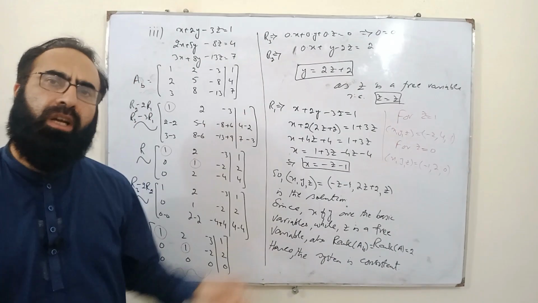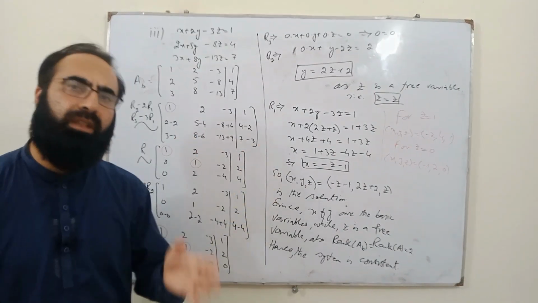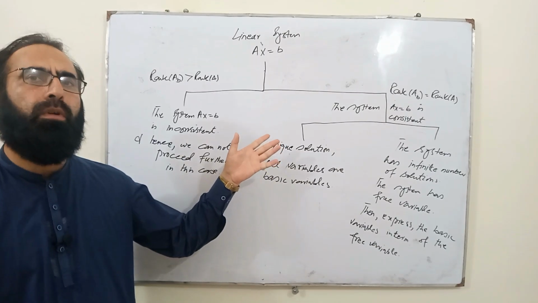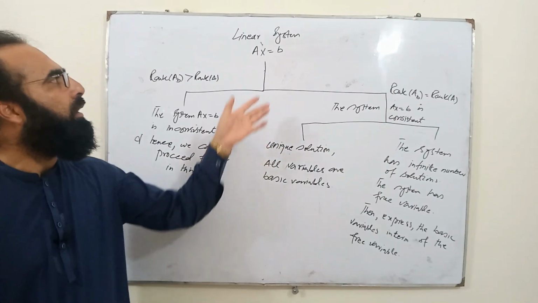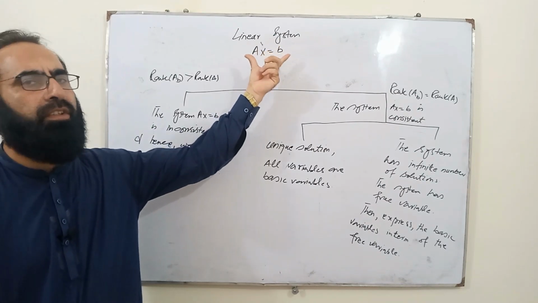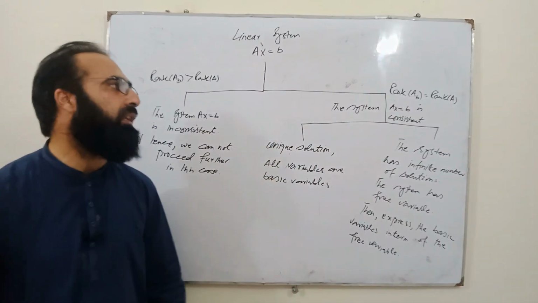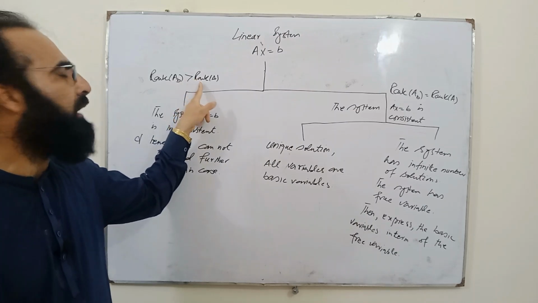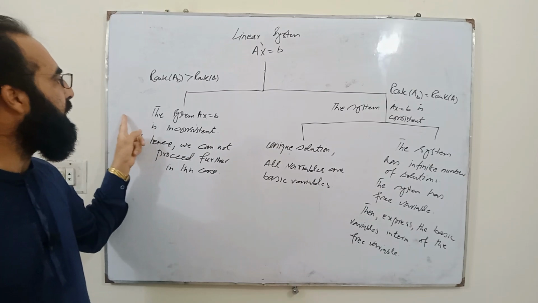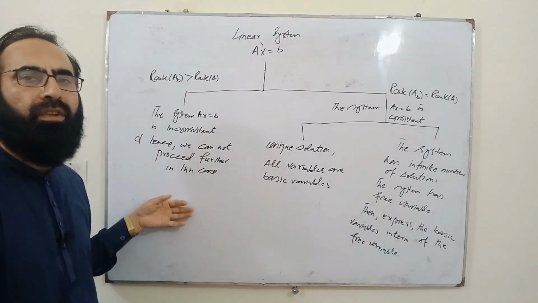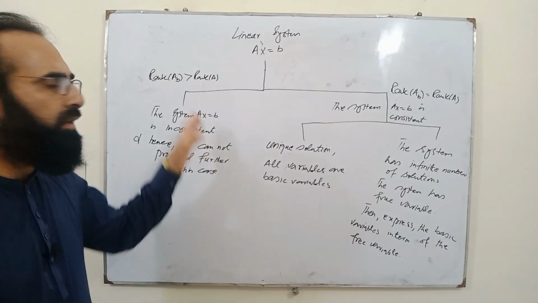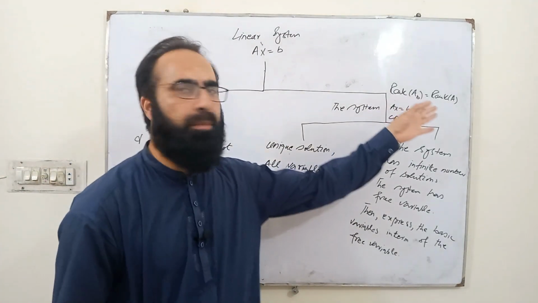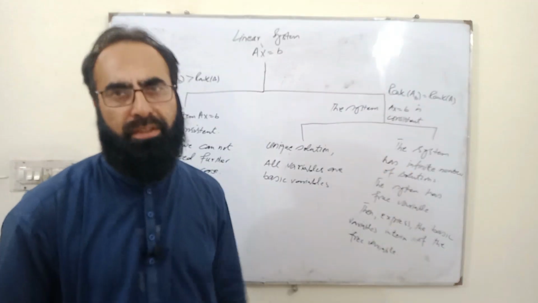Now let's draw a chart to memorize this whole discussion easily. Now this is the chart of today's whole discussion. We discussed linear system, so a linear system may be consistent or inconsistent. If the rank of augmented matrix is greater than rank of coefficient matrix, then the system will be inconsistent. And in this case, we cannot proceed further. And already we have discussed an example related to this case. If the ranks become same, then the system will be consistent system.